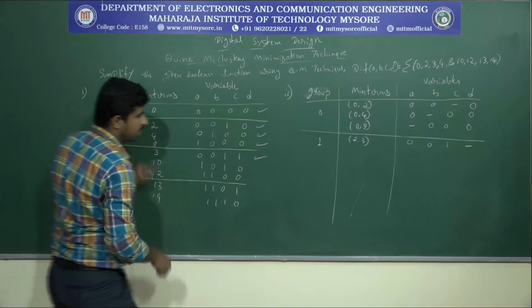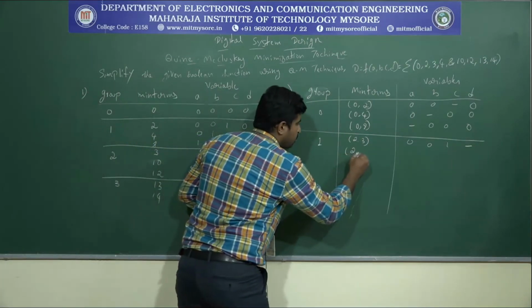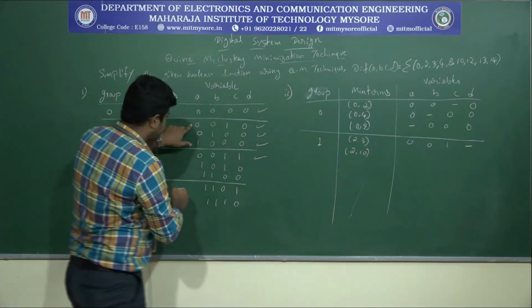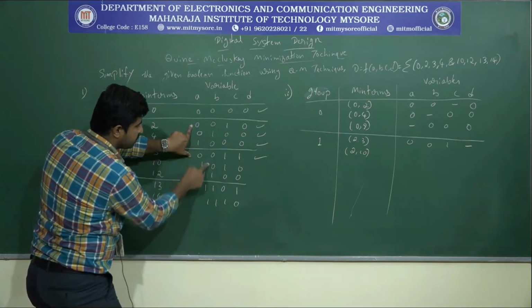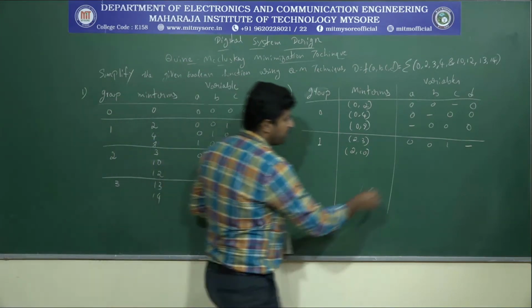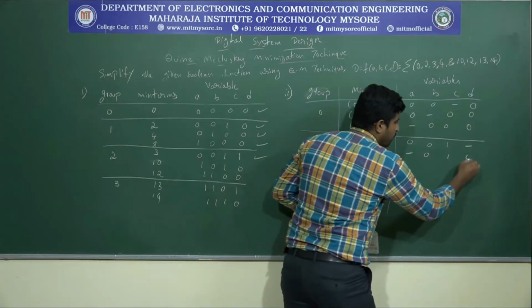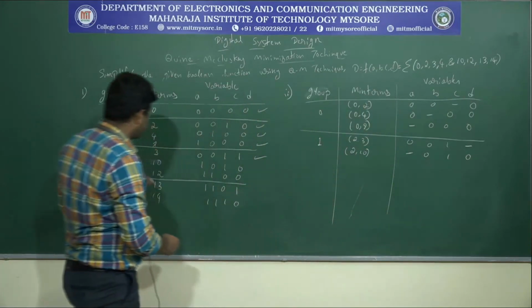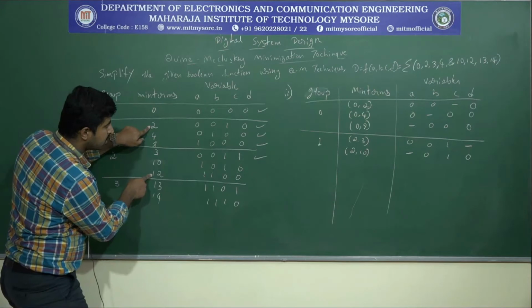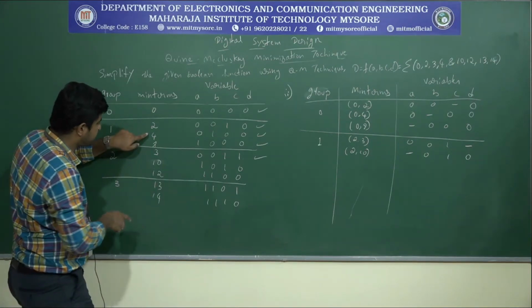Yes, we can group, right? 2, 10 also we group. So the variables dash 0, 1, 0. Next 2, 12. Not able to group. Okay, fine.